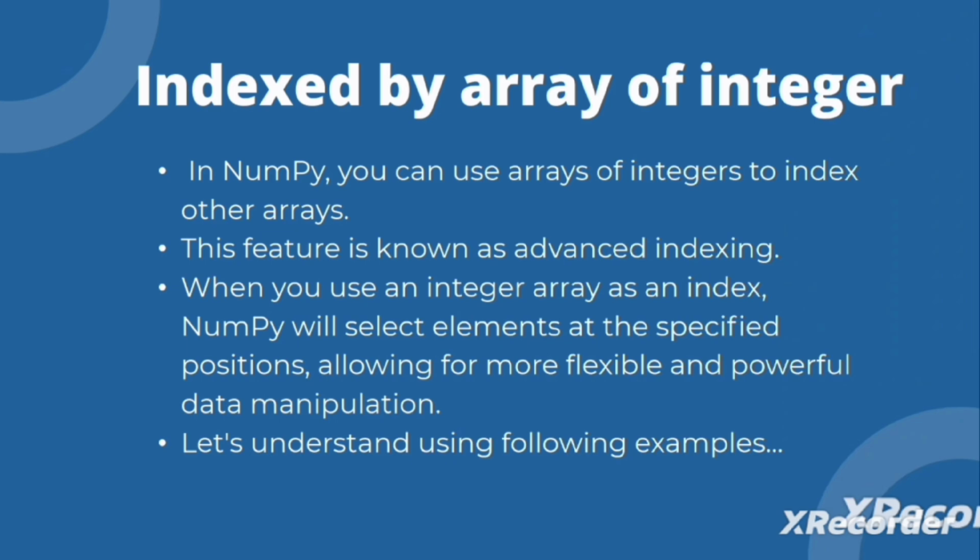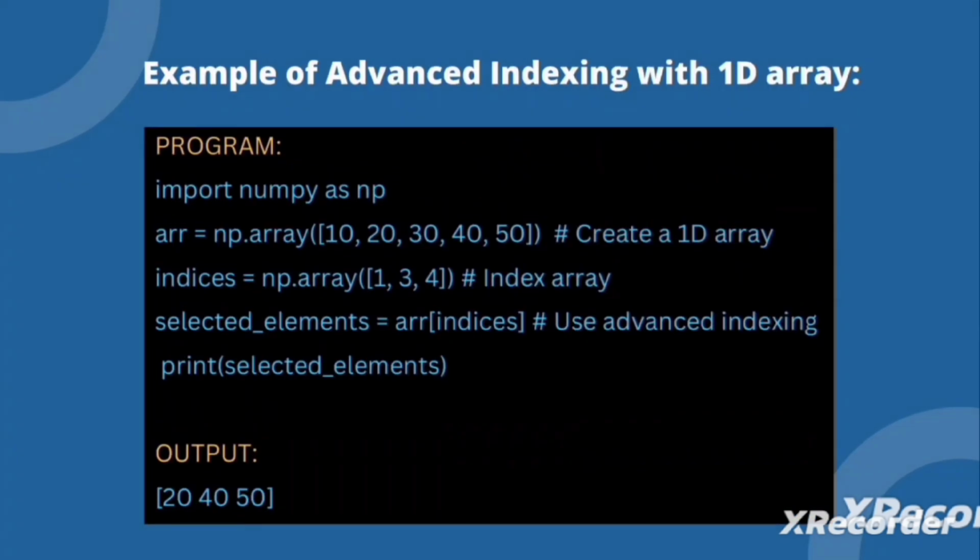When you use an integer array as an index, NumPy will select elements at the specified positions, allowing for more flexible and powerful data manipulation. Let's understand using the following example. Here in this example, we have created a 1D array of 10, 20, 30, 40 and 50, and now you want to grab specific values, say the second, fourth and fifth elements. All you have to do is create an integer array as given in this example, and using advanced indexing it will give the output 20, 40 and 50. It is also similar for multidimensional arrays.